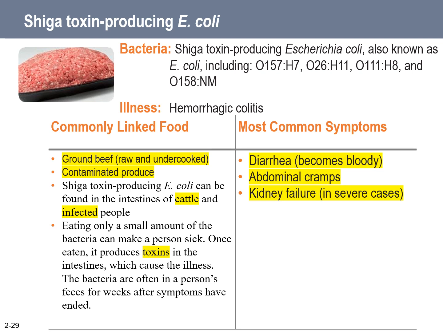E. coli. So the illness is hemorrhagic colitis. It is linked most commonly to ground beef that's raw or undercooked, and contaminated produce. The Shiga toxin-producing E. coli can be found in the intestines of cattle and infected people. Eating only a small amount can make people sick. Once it's eaten, it produces toxins. Those toxins then live throughout the body and can be a part of the fecal-oral route that we talked about earlier. Most common symptoms are diarrhea that becomes bloody, which is always scary, abdominal cramps, and in very severe cases, kidney failure.